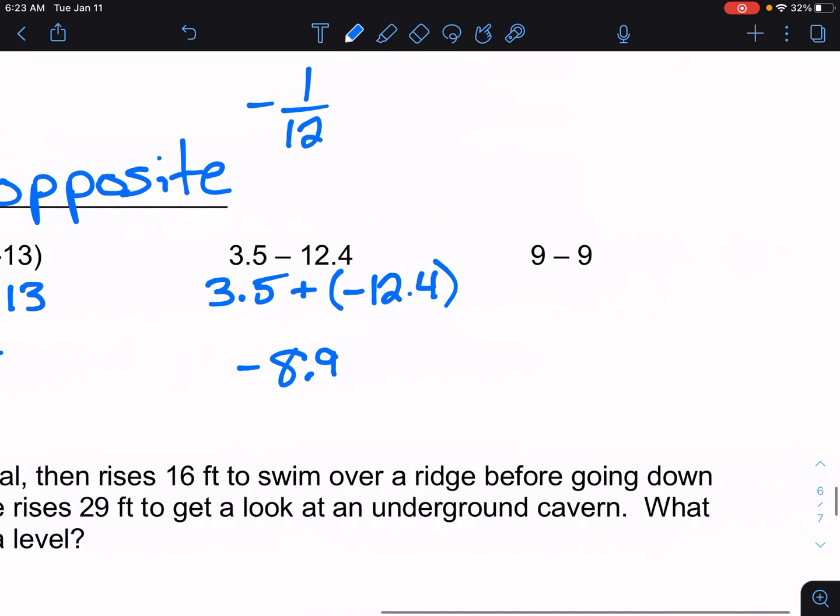And then for this last one, you probably don't even have to go through this step, but this is a good chance to talk about the inverse property of addition. 9 plus negative 9, those are both opposites. Your final answer is 0.